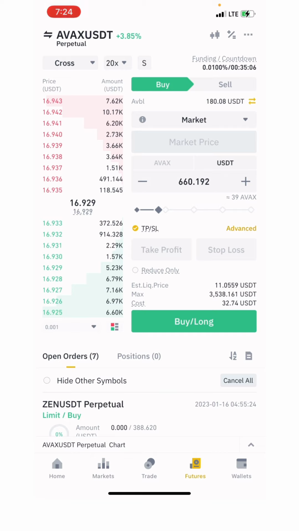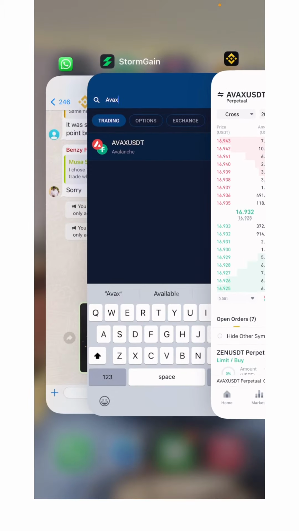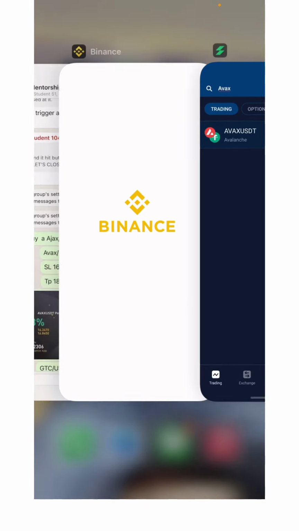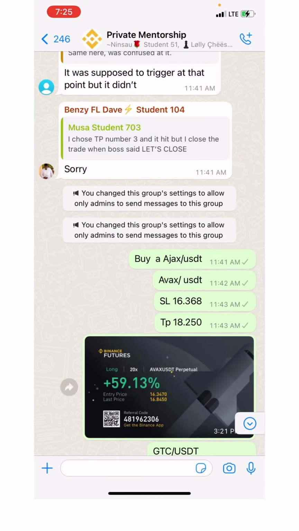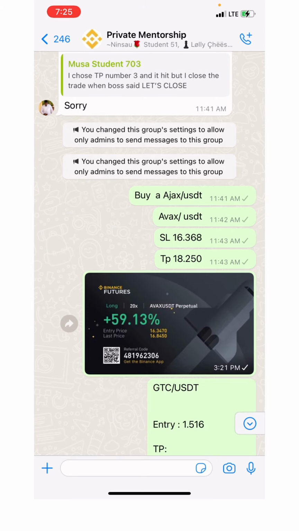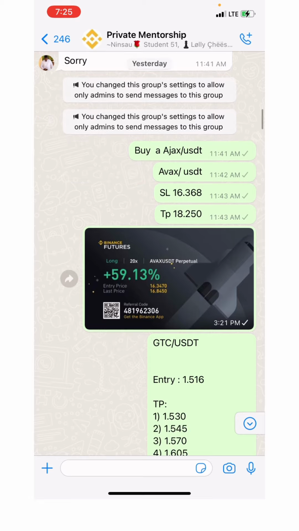The minimum deposit for Stormgain using XLM is $5. So even if you have $10, you can deposit into your Stormgain account. Just make sure you convert it to XLM. I did a video about how to deposit to Stormgain, so you can go and watch it. So let's say I shared this particular signal in the group. This one, I shared buy AVAX USDT, and I put LS. LS stands for stop loss, and TP stands for take profit, where I want us to leave the trade. And LS is for when the price hits this, we should go out. We should not trade again.